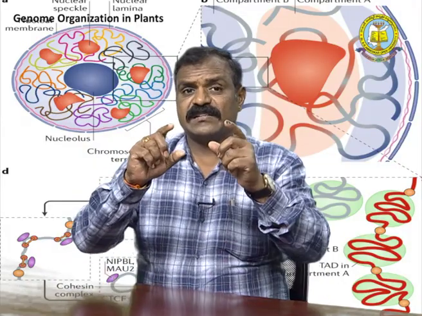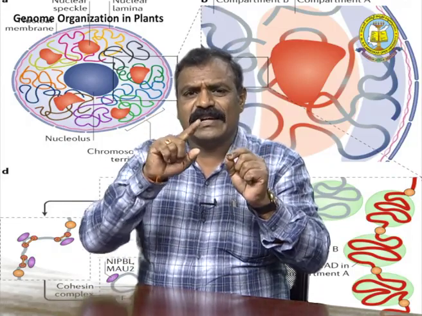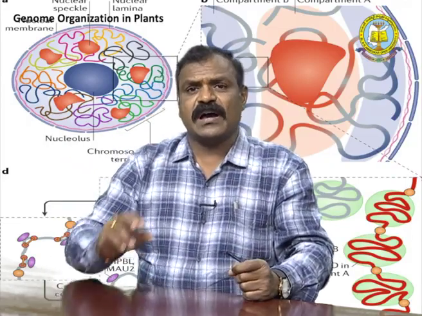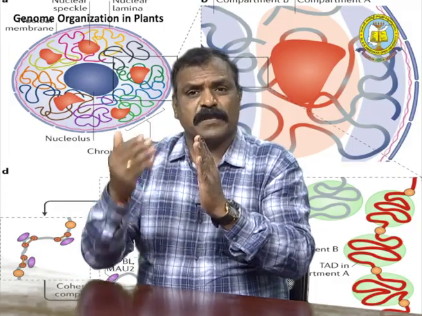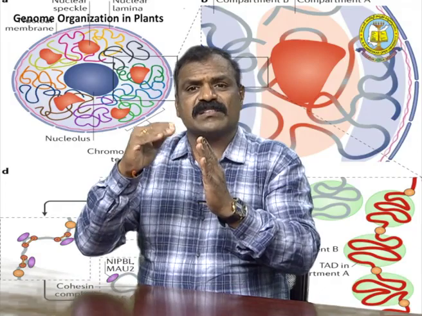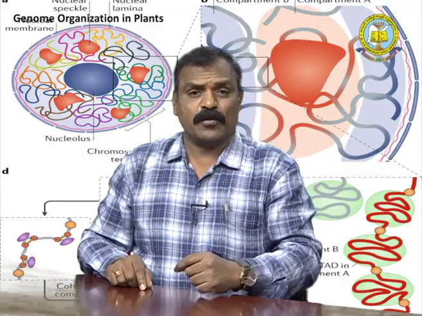The chromosomes consist of chromatin, a dark red thread. It has gene-rich, actively transcribed regions, and heterochromatin, a very gene-poor, poorly transcribed region. Protein coding genes, 20,000 to 40,000 in most plants, are organized into exons and introns. We already discussed that in the splicing process, introns are removed and exons are joined.